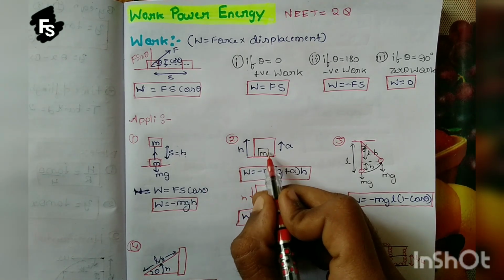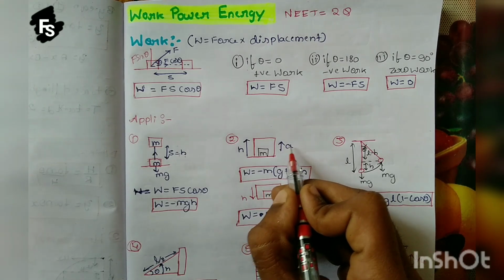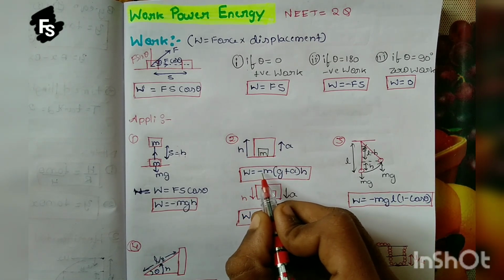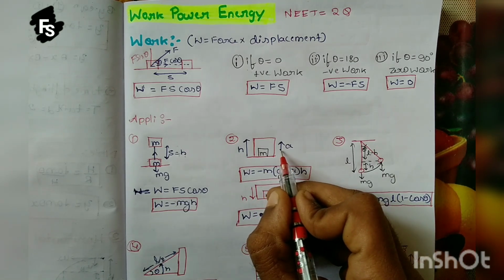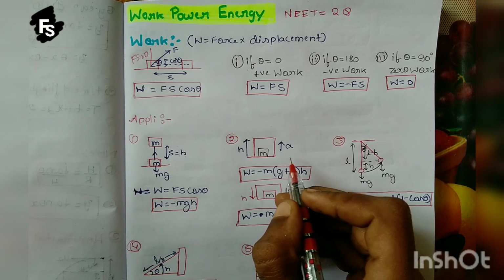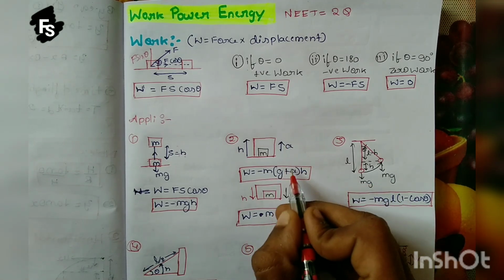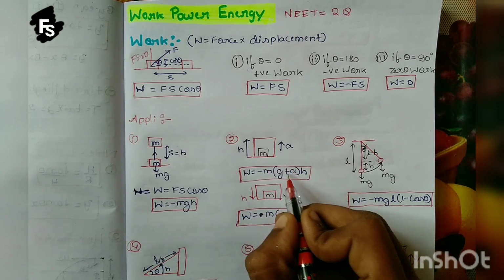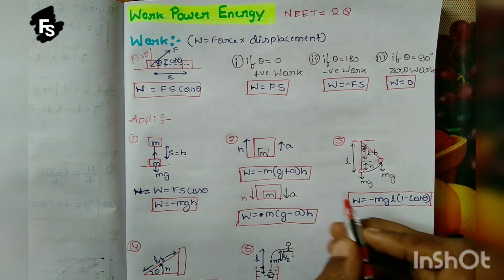Next we move on to the second application. If the mass is placed in a lift and the lift is accelerating upward to the height h, then what is the work done? Work done is equal to minus m into g plus a into h. G plus a means the upward acceleration combined with the gravitational field g. This came from the laws of motion chapter. Minus is due to moving upward.